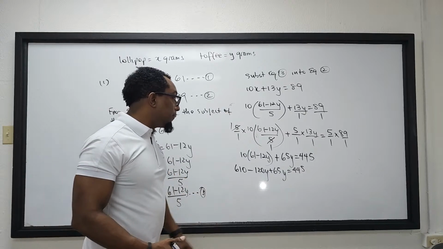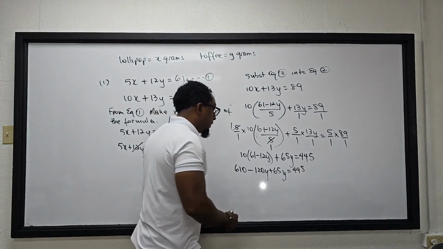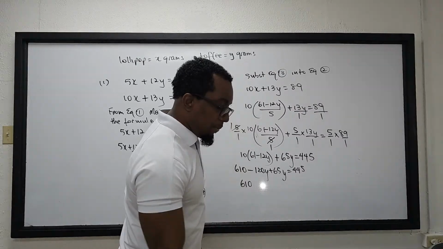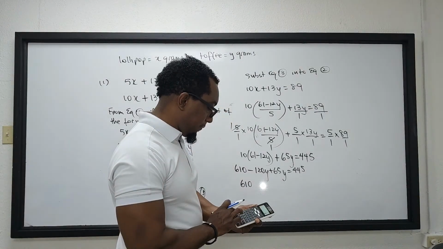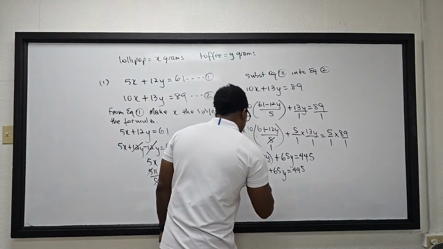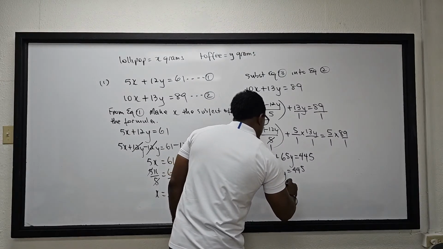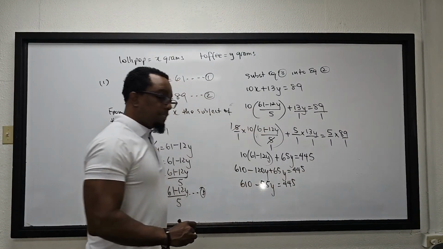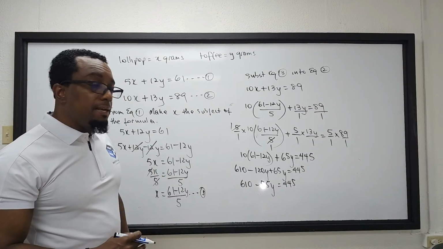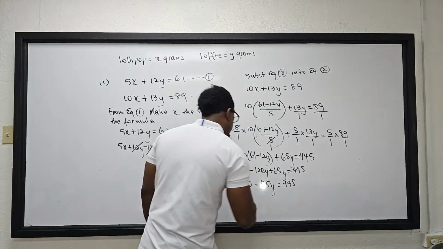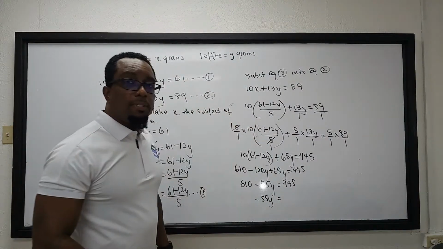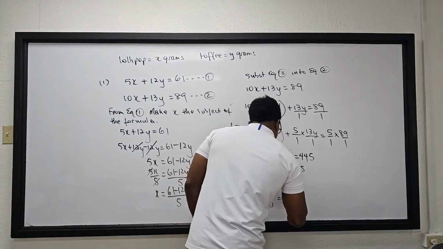So let us solve this equation. Of course, this will be 610 negative 120 plus 65 will give us negative 55y is equal to 445. I'm going to remove my 610 by subtracting 610 from both sides. So this is negative 55y is equal to 445 subtract 610.